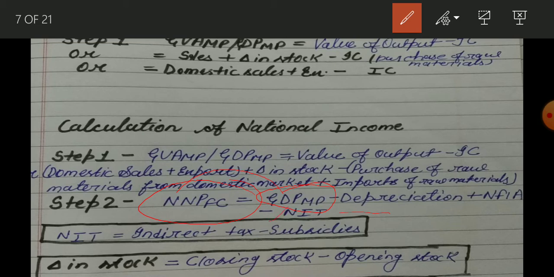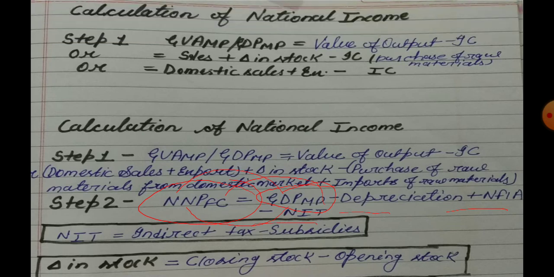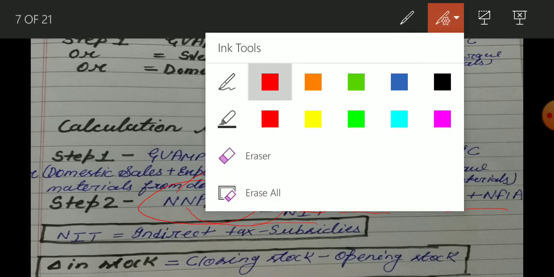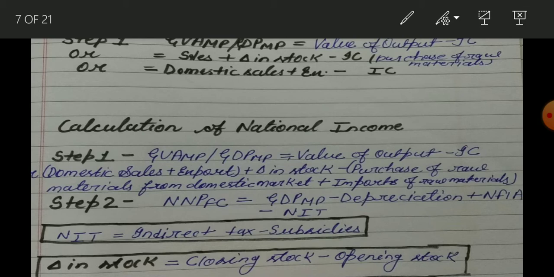When we are moving from domestic to national concept, then we have to add NFIA, and when we are moving from MP to FC, we have to subtract NIT. Okay, so in this way we are able to calculate national income.